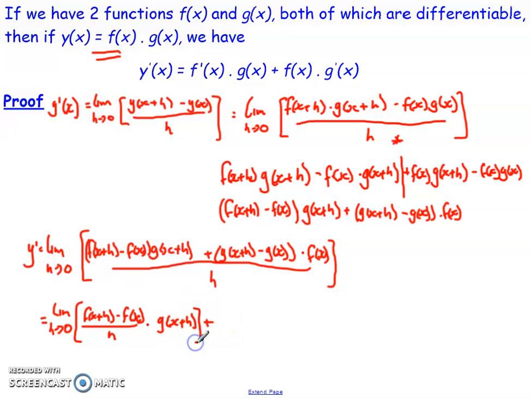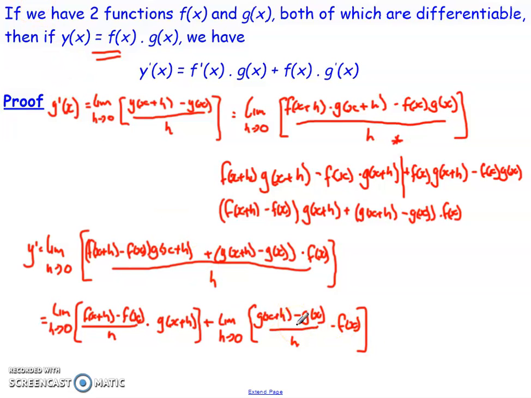So let me cut off that first part there. Plus the limit as h tends towards 0 of that second part, g of x plus h minus g of x all over h, this time times the f of x. So I've split it off into two separate fractions, all on their own.